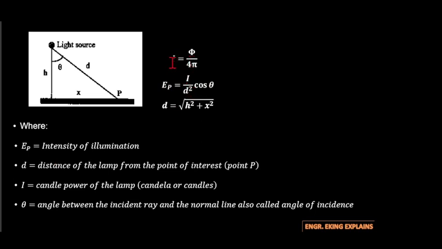So this is the luminous flux, ito yung ating lumens over 4 pi. So yung ating I is the candle power, or the candela, or the brightness that is emitted by our lamp. Yung E natin is the intensity of illumination, yung mismong nakikita natin na liwanag, in which the unit could be foot-candle or lux. Tapos yung ating d squared is the distance, the direct distance of our lamp from our eyes, or from the point of interest.